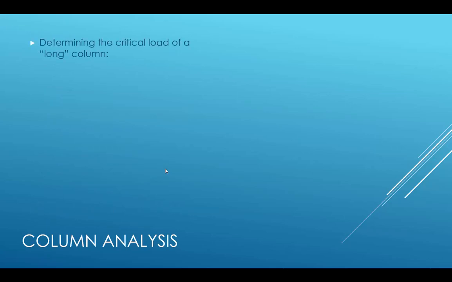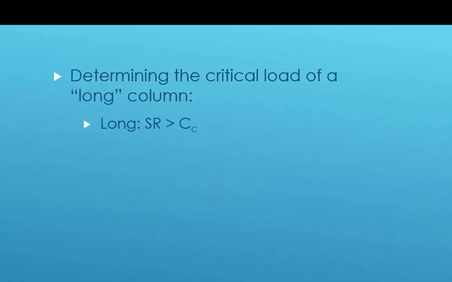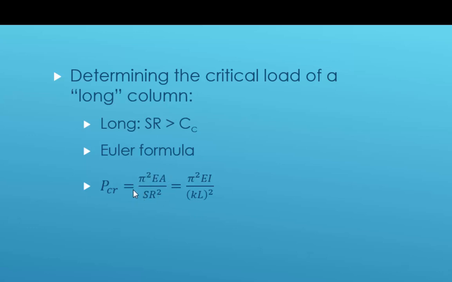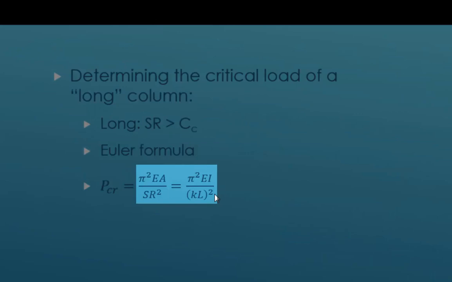Now, what happens if we have a particularly long column? How do we know if it's long or not? Well, we compare these two values, the slenderness ratio and the column constant. And if the slenderness ratio is larger than the column constant, then we refer to it as a long column. We're going to use the Euler formula. Now, the Euler formula was developed by Euler many, many years ago, and it looks like this. Now, if you'll notice, this formula here is equivalent to this formula here.